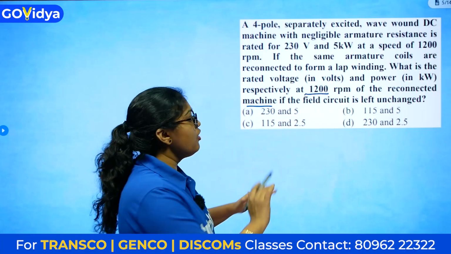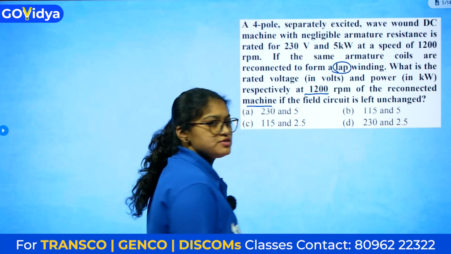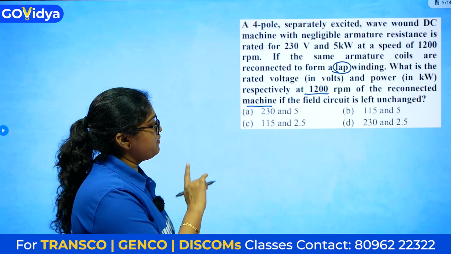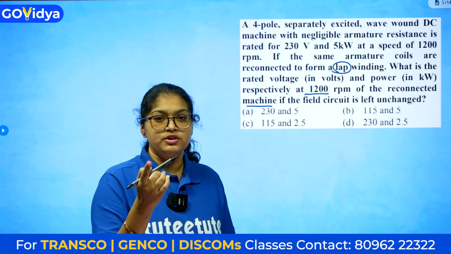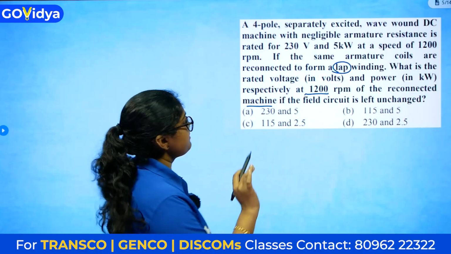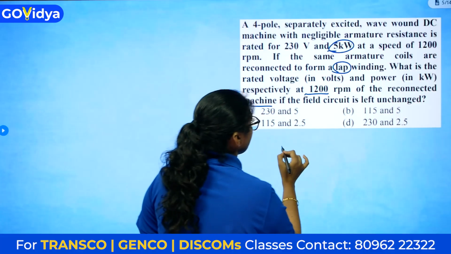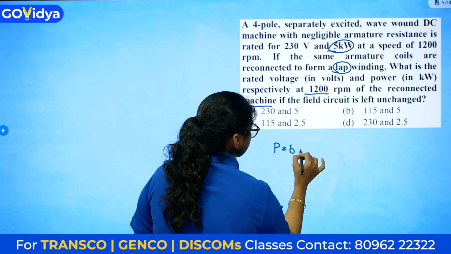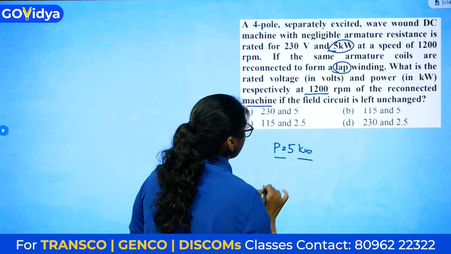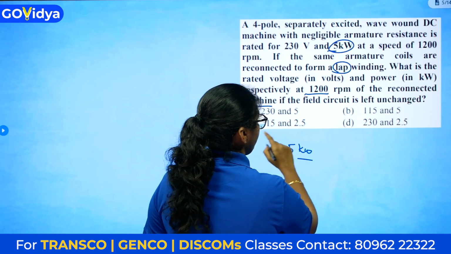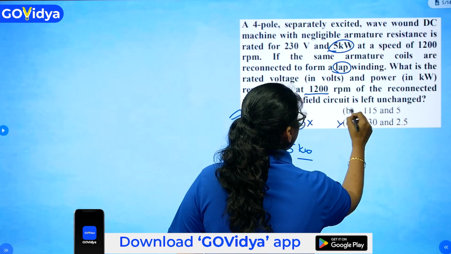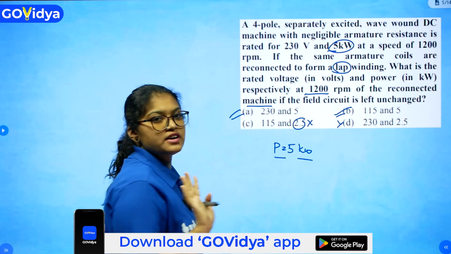Now we have to find the lap winding voltage and the power. Before calculating the voltage, I already said that for lap or wave winding, whatever the winding may be, the power will be constant. So the power given is 5 kilowatts, so the power will be 5 kilowatts. Let's check in the options whether 5 kilowatts is present or not. For option A, this is wrong. So let's check options A and B right now.